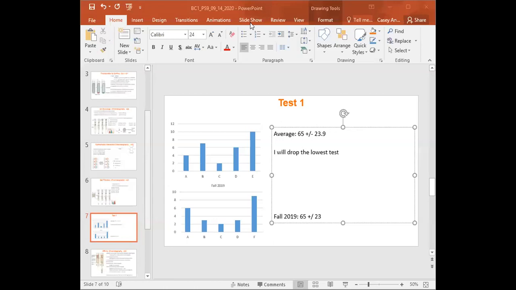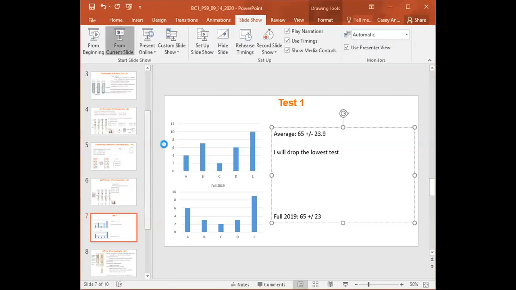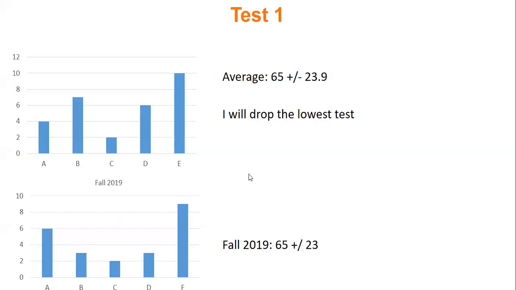Now let me pull this up. Okay, PowerPoint. So for Test 1, the average was 65, so not the greatest in the world. Standard deviation, 24, which means that scores were all over the place.